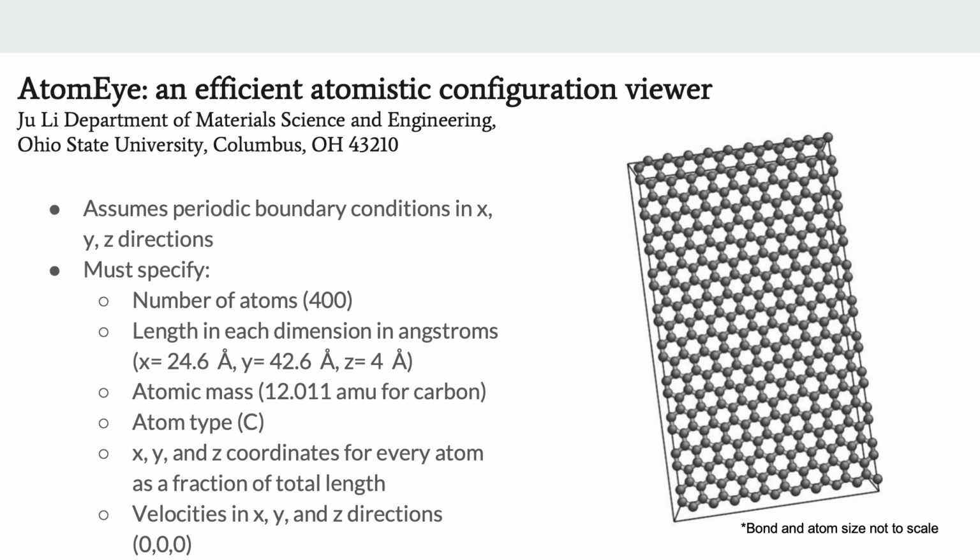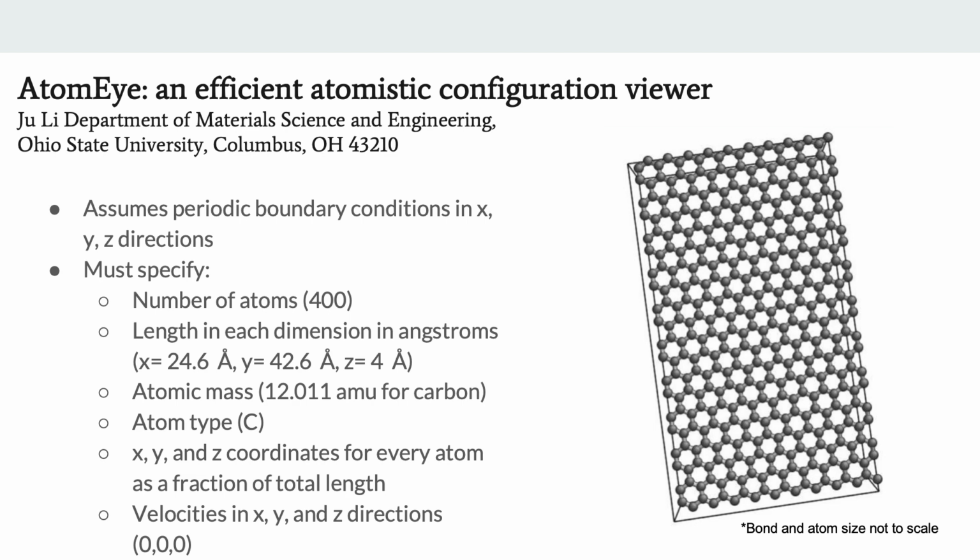I then wanted to visualize my model, so I used Atomeye, which is a visualization tool. Atomeye uses periodic boundary conditions in all directions, and your input must specify the number of the atoms, so in this case 400, the length of the sheet in each dimension in angstroms, the atomic mass of the atom, so in this case it's 12 for carbon, the atomic type, which you can label it as anything, but I chose the obvious label, which is C for carbon.